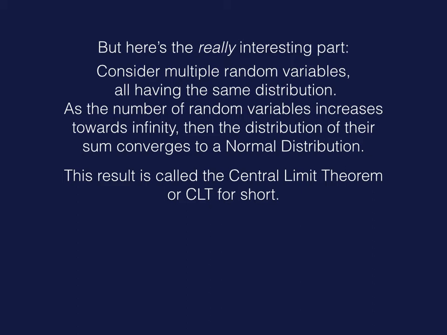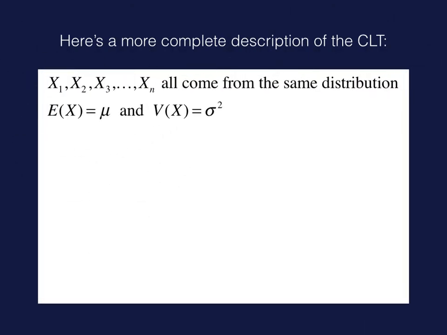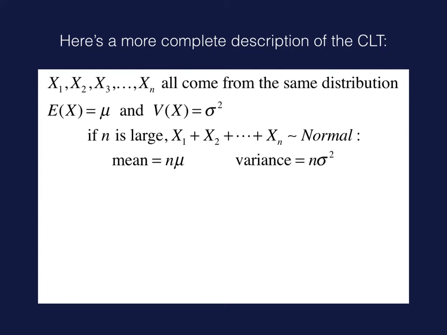And that is what the central limit theorem says, or the CLT. So here's a more formal definition of the CLT. Let's say I have n variables, and they all have the same distribution. It could be binomial, Poisson, any kind of discrete or continuous distribution. It doesn't matter. All that matters is they all have the same mean and variance, mu and sigma squared. So if n is large, then the sum is normal with a mean of n times mu and a variance of n times sigma squared.